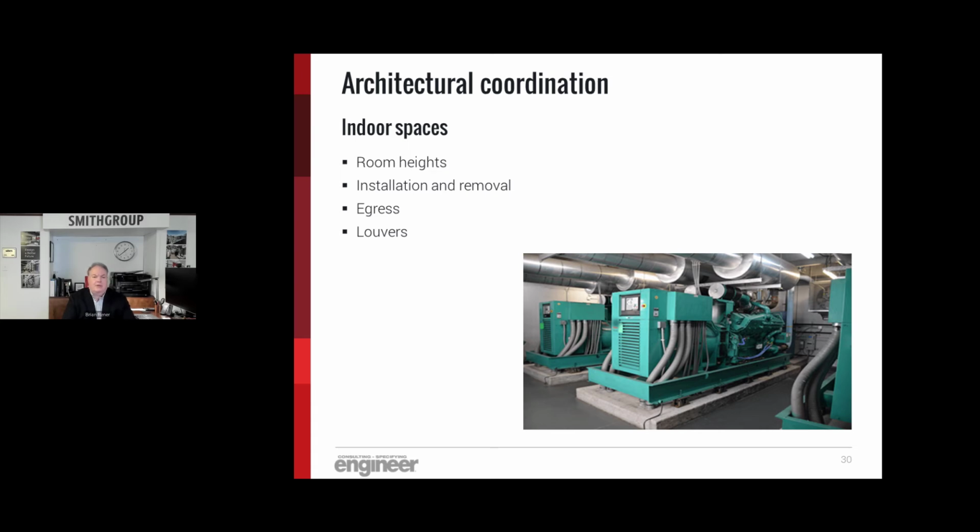But you really need to, especially if the generator is going to be located inside, look at the room heights. You have to have adequate height to put that silencer that Dan talked about, the different type of silencer, and to put access and clearance around them. And you have to also look at how the generator will get in and out of the building, and typically the airflow through the louvers, egress in and out from around the generators, and those louver locations.